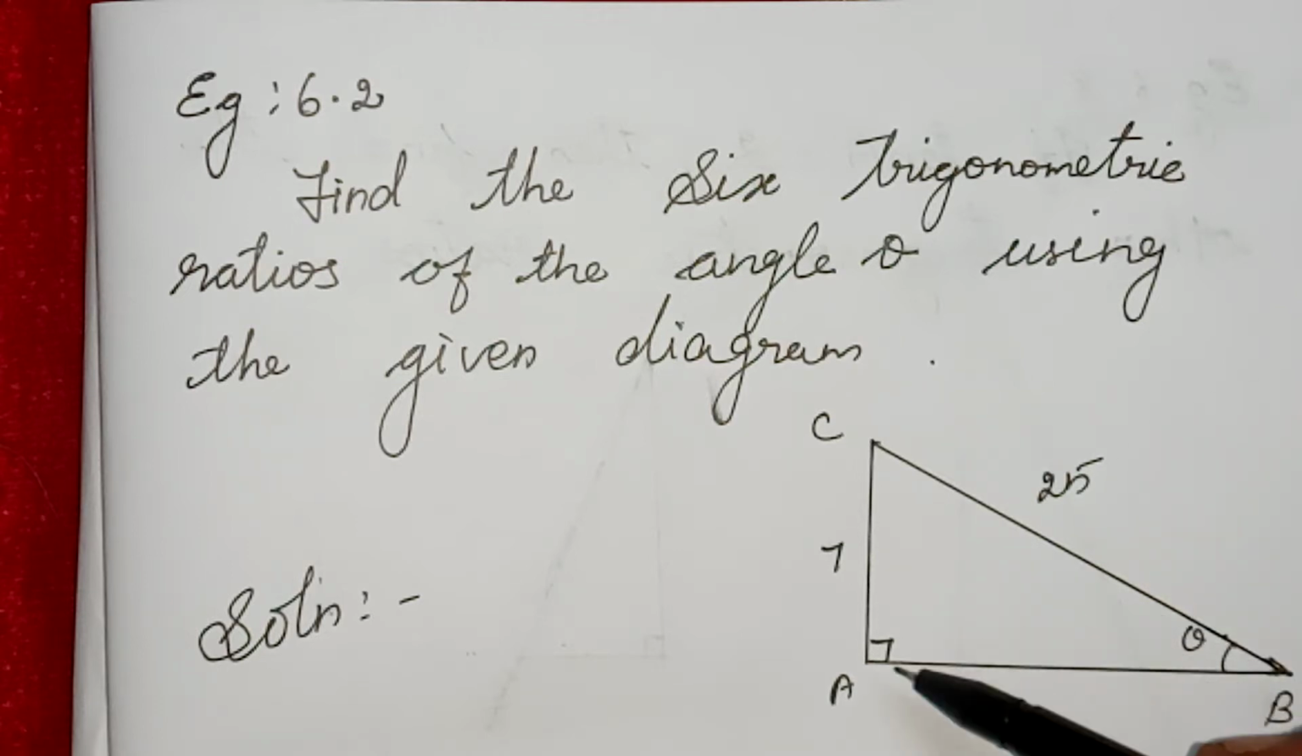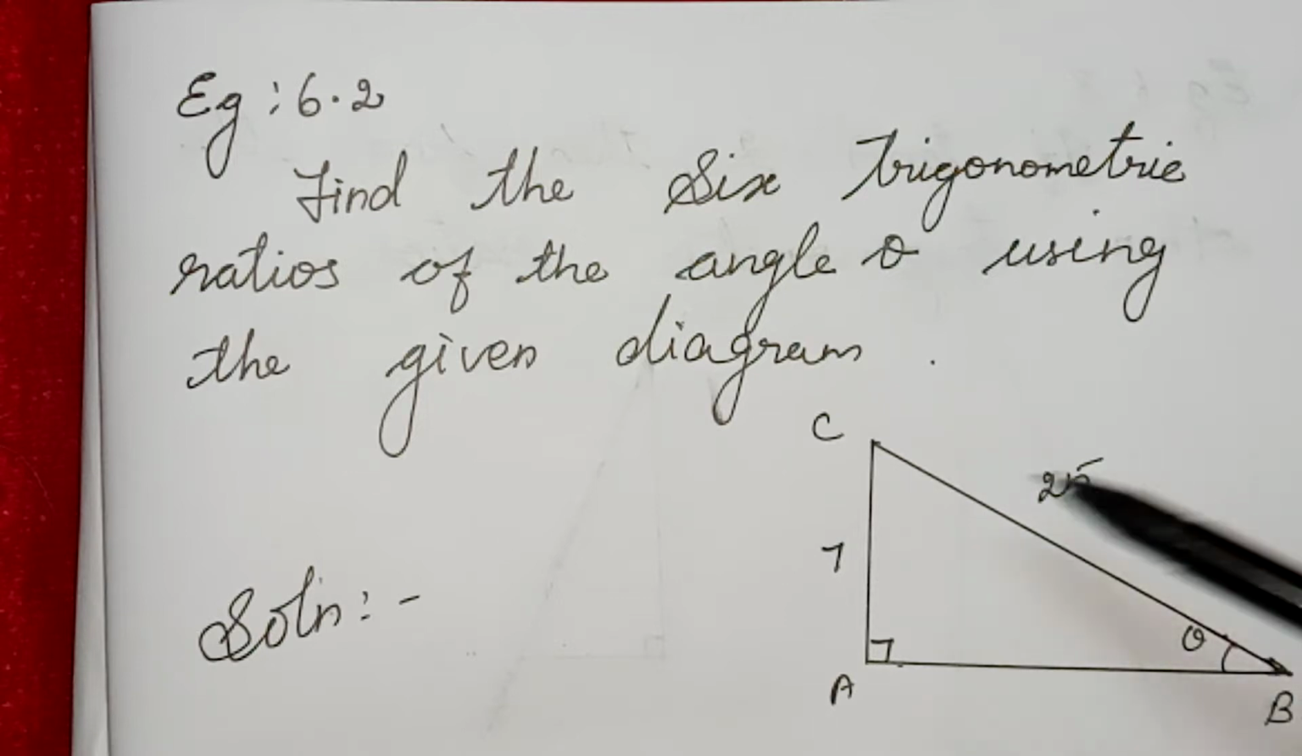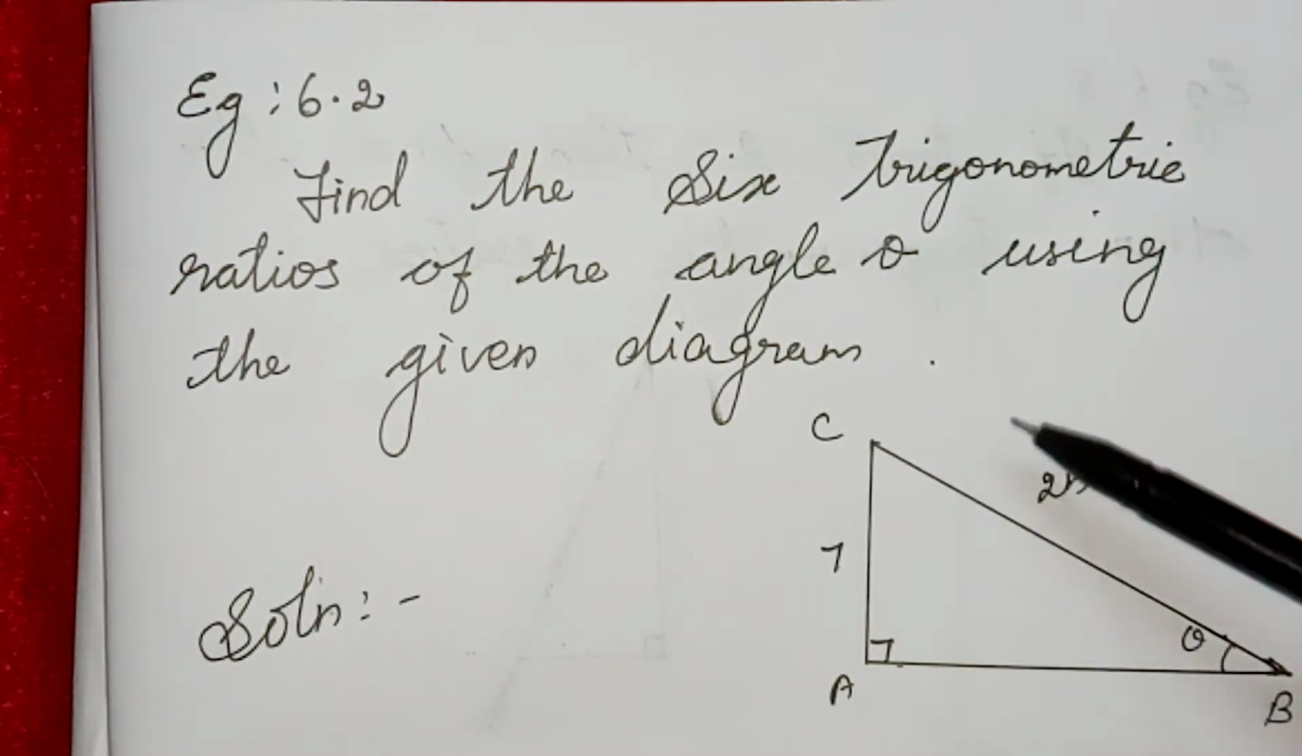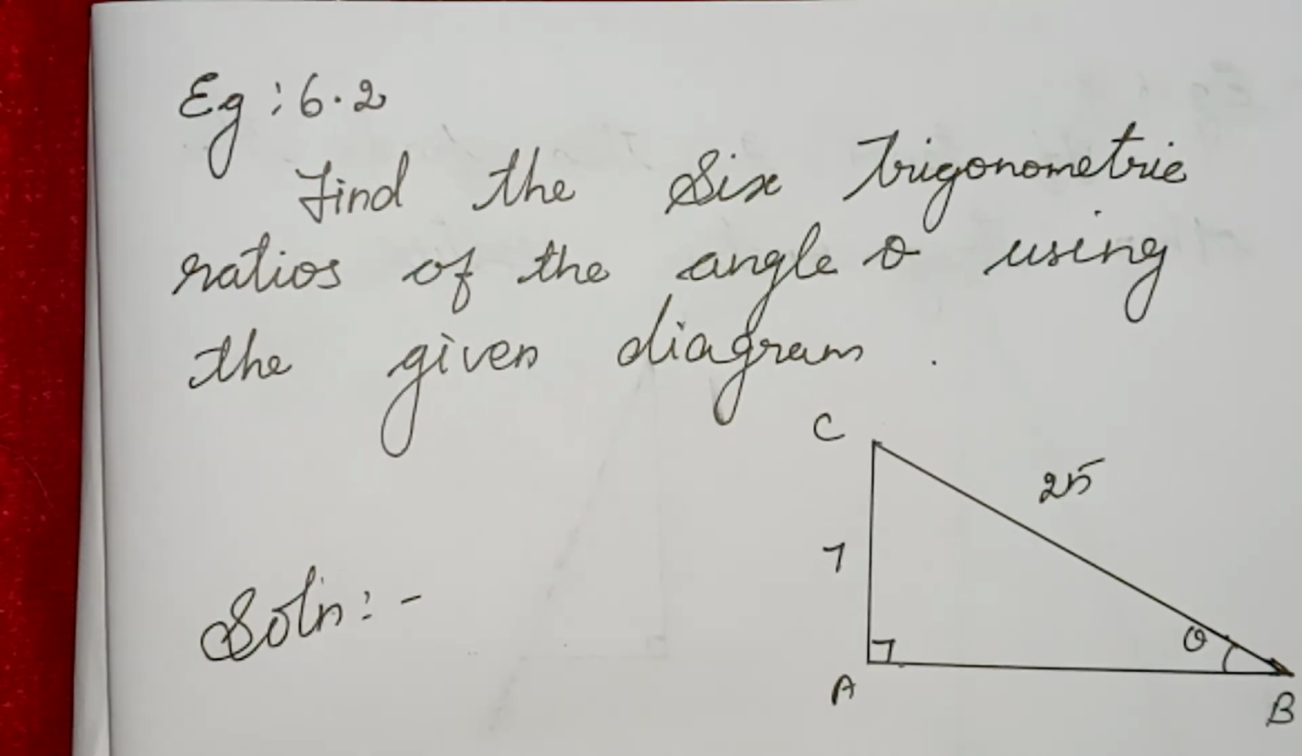No, we don't know the side AB. Side AB is not given. Side AC is equal to 7. Side BC is equal to 25. But side AB, we don't know that. First, we have to find out the side AB.